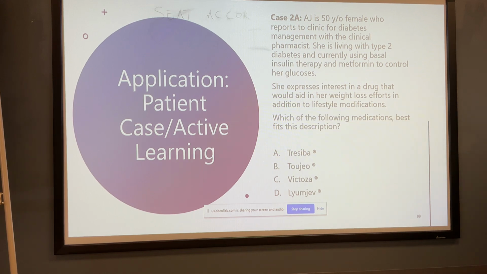AJ is a 50-year-old female who reports to the clinic for diabetes management with the clinical pharmacist. She is living with type 2 diabetes and currently using basal insulin therapy and metformin to control her glucoses. She expresses interest in a drug that would aid in her weight loss efforts in addition to lifestyle modifications. Which of the following medications best fits this description?